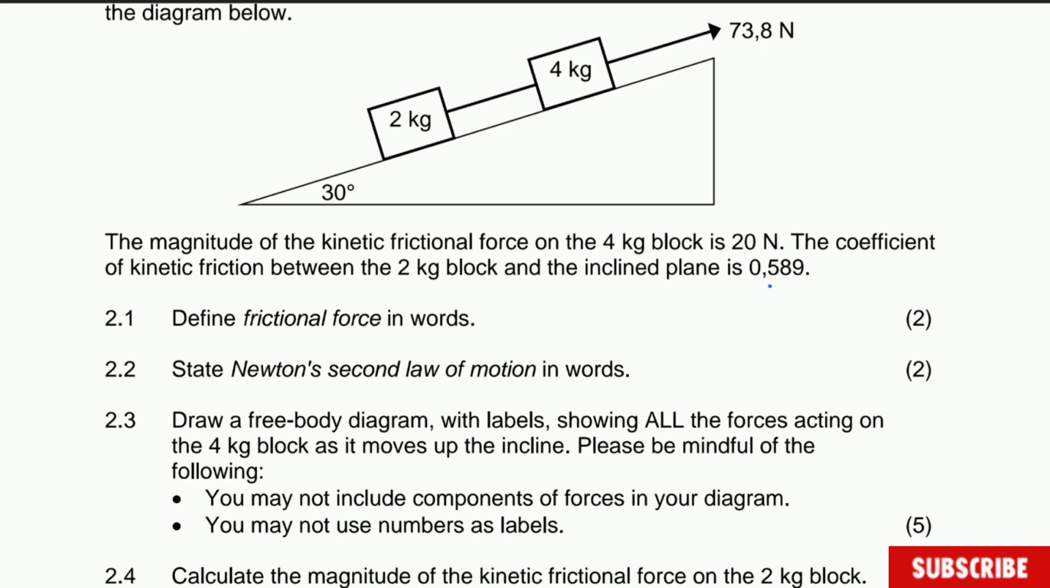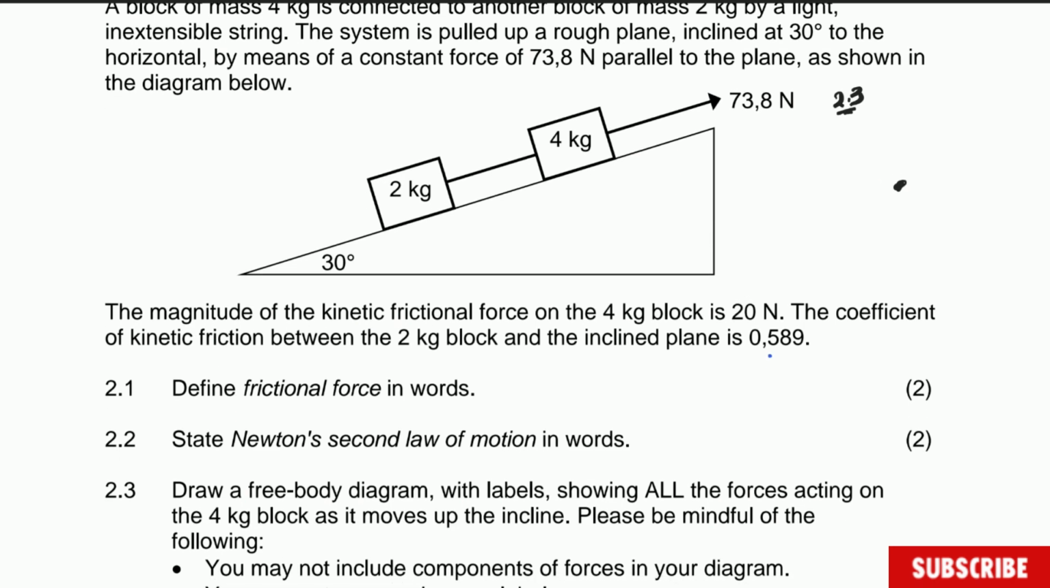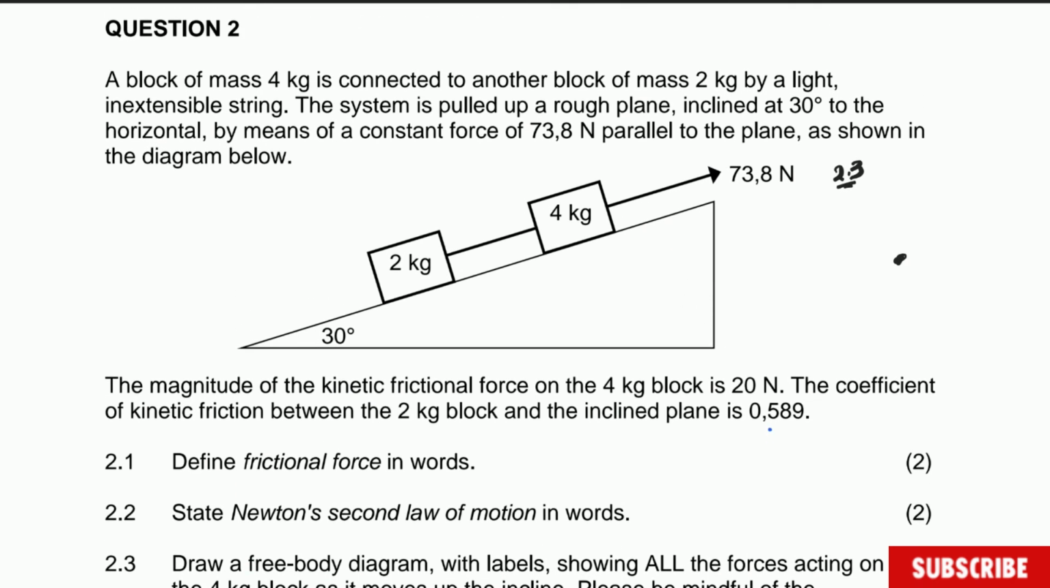So, in this case, we're going to draw the free body diagram on this side here. Question 2.3 is very simple. Here is the object. Now, what forces are acting on that object? They want it for the 4 kg block. We're going to start with the forces that we can actually see easily. For instance, parallel to the surface, we have the applied force. They say no numbers, so you cannot write 73,8. This one is applied force.